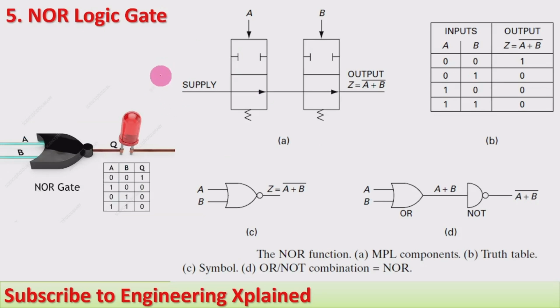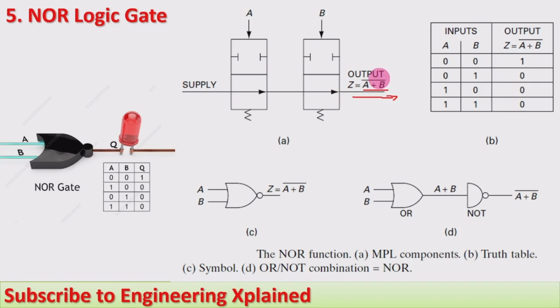NOR means it is a combination of the OR and NOT gate, and the inverse of the output of the OR gate is what we are going to get here. Here when both are lower value, the output we get is the higher value, and when both are higher, we get the lower. If any one is higher, then also we get the lower. Here we can see its flow is like this. When both are lower, we get the output here, that is Z is equal to A plus B inverse.